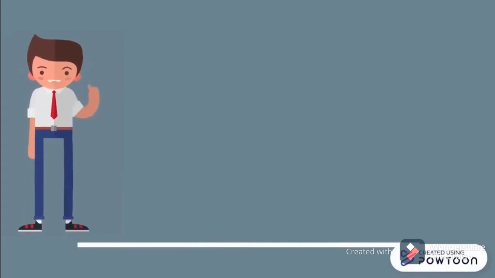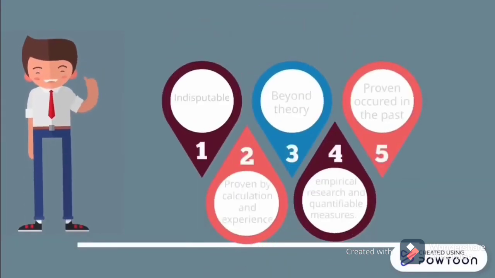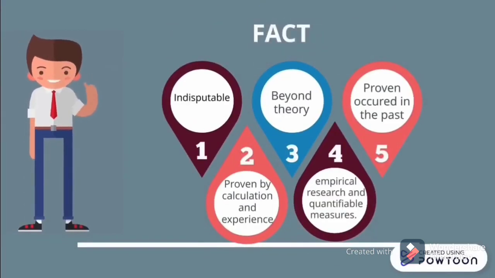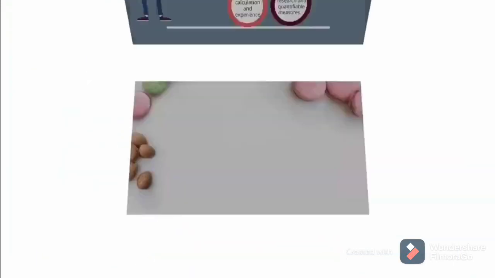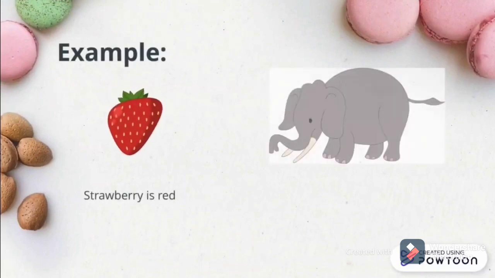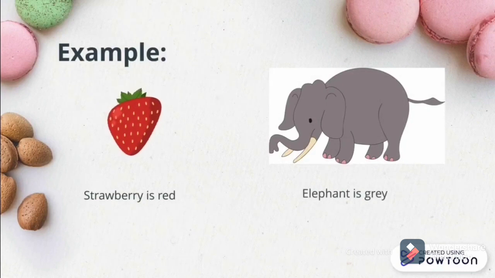A fact is something that is indisputable, beyond theory, and proven to occur in the past. It is also proven through calculation and experience, and it is based on empirical research and quantifiable measure. For example, the fact is strawberry is red and elephant is grey, and we cannot deny it because it is beyond theory.